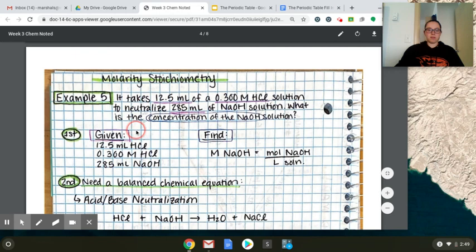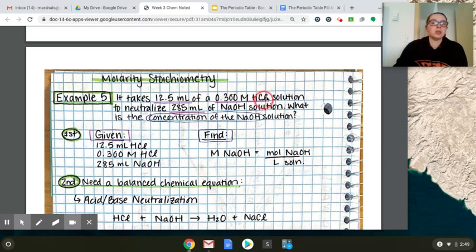So example number 5. It takes 12.5 milliliters of a 0.300 molar solution of hydrochloric acid to neutralize 285 milliliters of sodium hydroxide solution. What is the concentration of NaOH solution? Tough. They didn't give us any balanced chemical equation. They didn't even tell us what the products are going to be. They just gave us 1, 2, 3 numbers and said, find a concentration. So how do we do that?